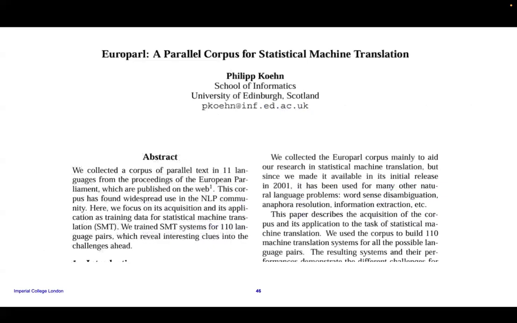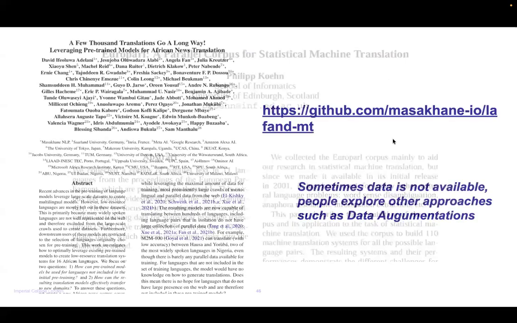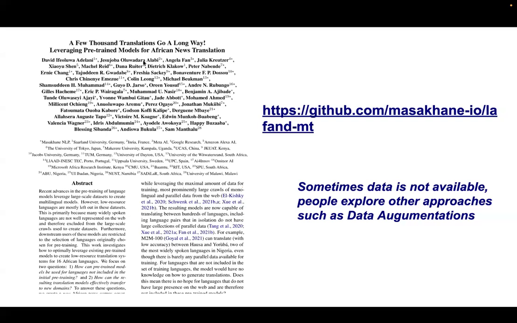So one key thing you can do, if you want to work on machine translation, for example for Hausa, is create a parallel corpus for Hausa. This is an example of machine translation for an African language. So, yeah, this is an example of our paper: A Few Thousand Translations Go a Long Way: Leveraging Pre-trained Models for African News Translation.